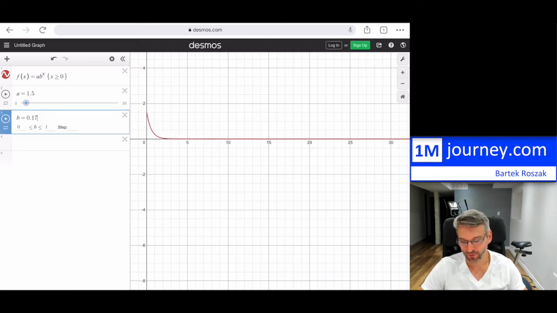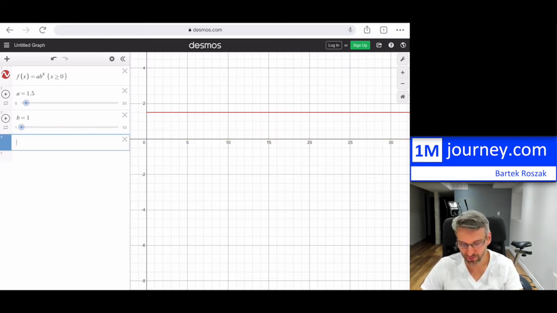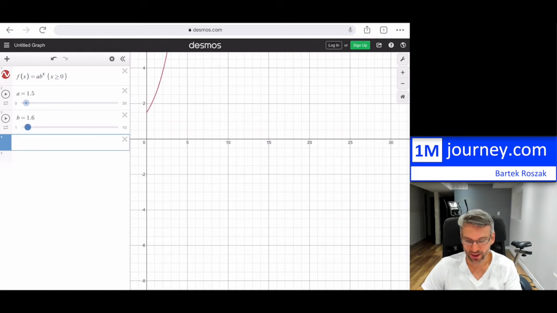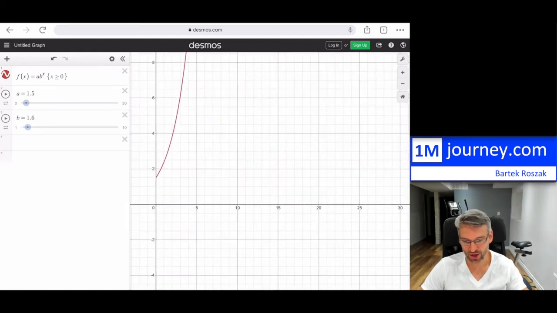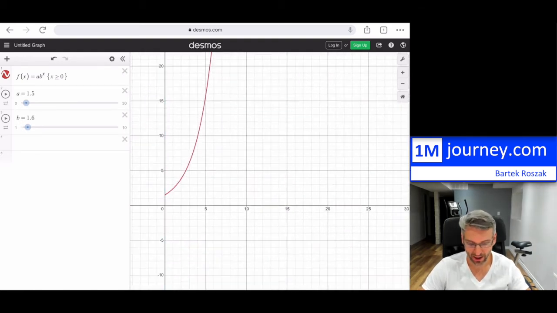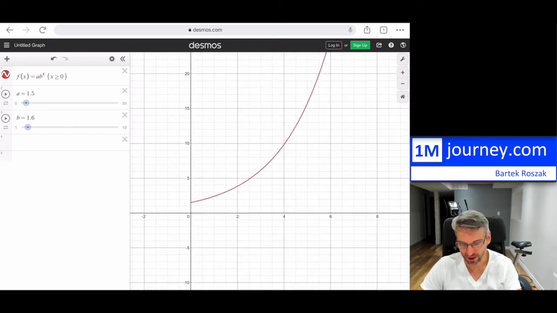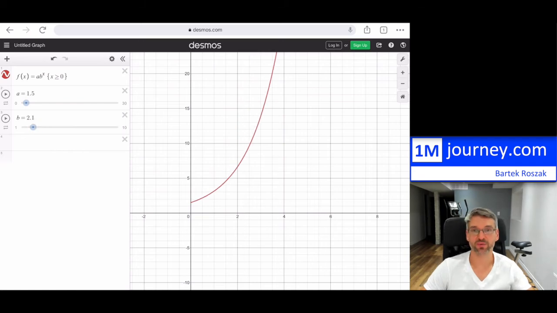Now, if b is greater than 1, let's say I put it between 1 and 10, just to prove a point, then we notice that it just starts to skyrocket on us. No matter what it is, it just starts to skyrocket upwards. So that is called exponential growth.